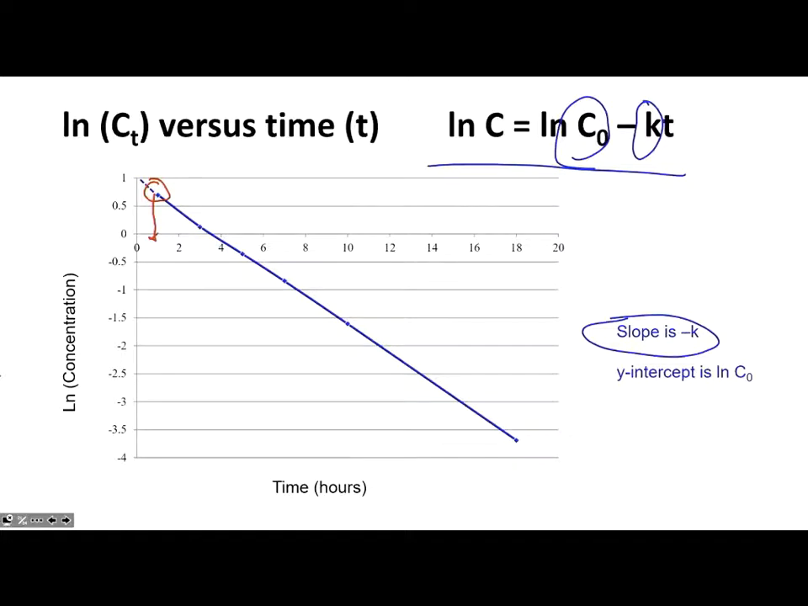What can I do? What you'll do is, see how by plotting it here you get a straight line? Well, you can just back extrapolate. And where it crosses the y-axis, which would be kind of over here, that's going to be your C0. So you can still, from a graph, determine your C0, you can measure the slope and get the K value. All right? That's one way of doing it.